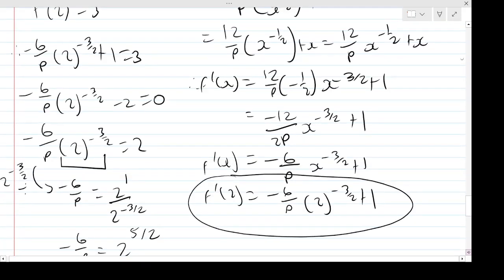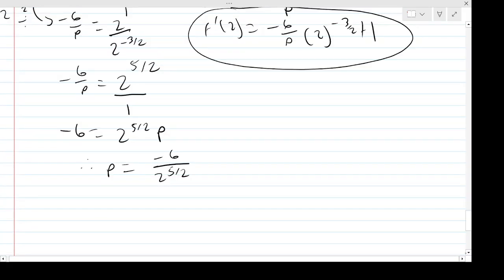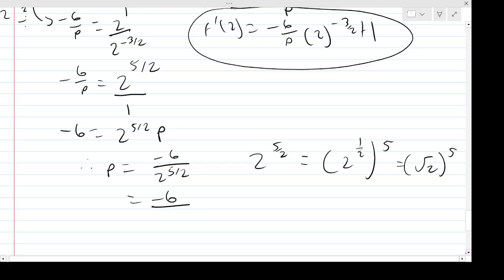And I need to write it in this form, a root 2. So at that point I'm going to need to look at this power of 2 here and see what I can do. What 2 to the 5 over 2 is saying, we have minus 6, then 2 to the 5 over 2 is basically 2 to the half all raised to the power of 5, right? So 2 to the half is root 2, and then that's raised to the power of 5.